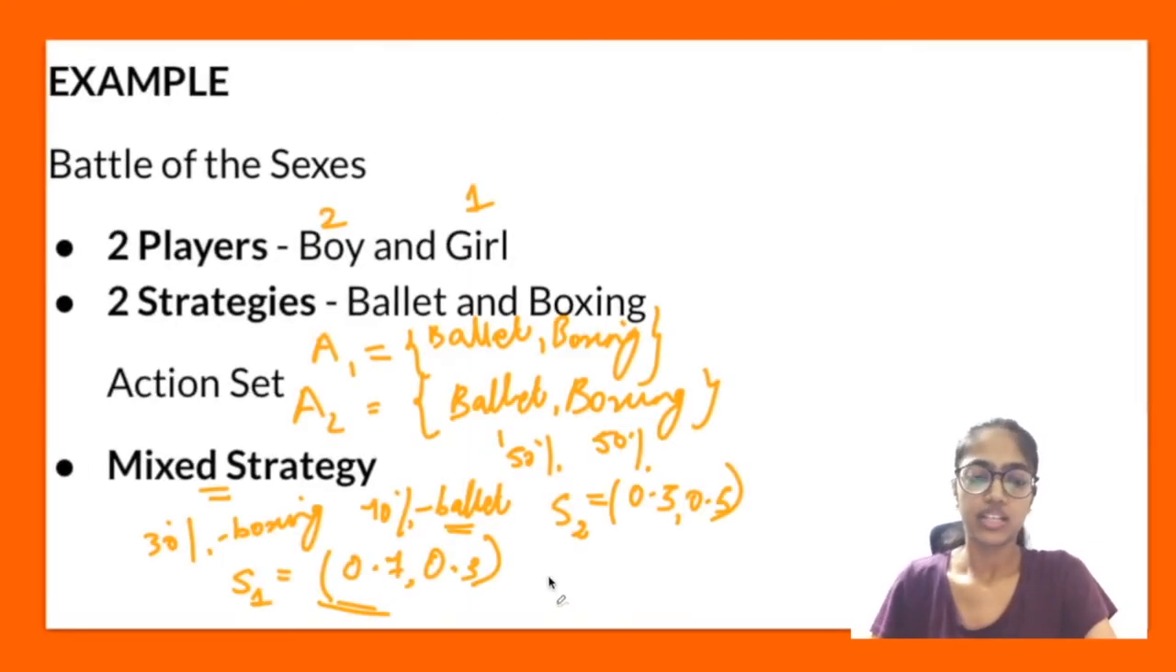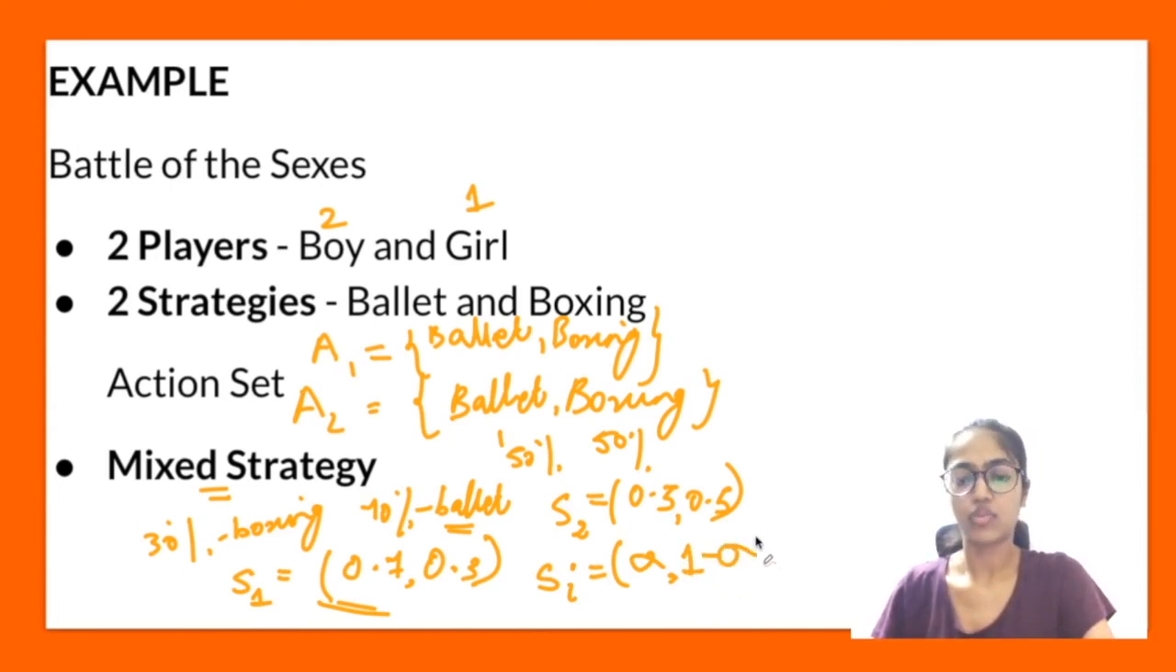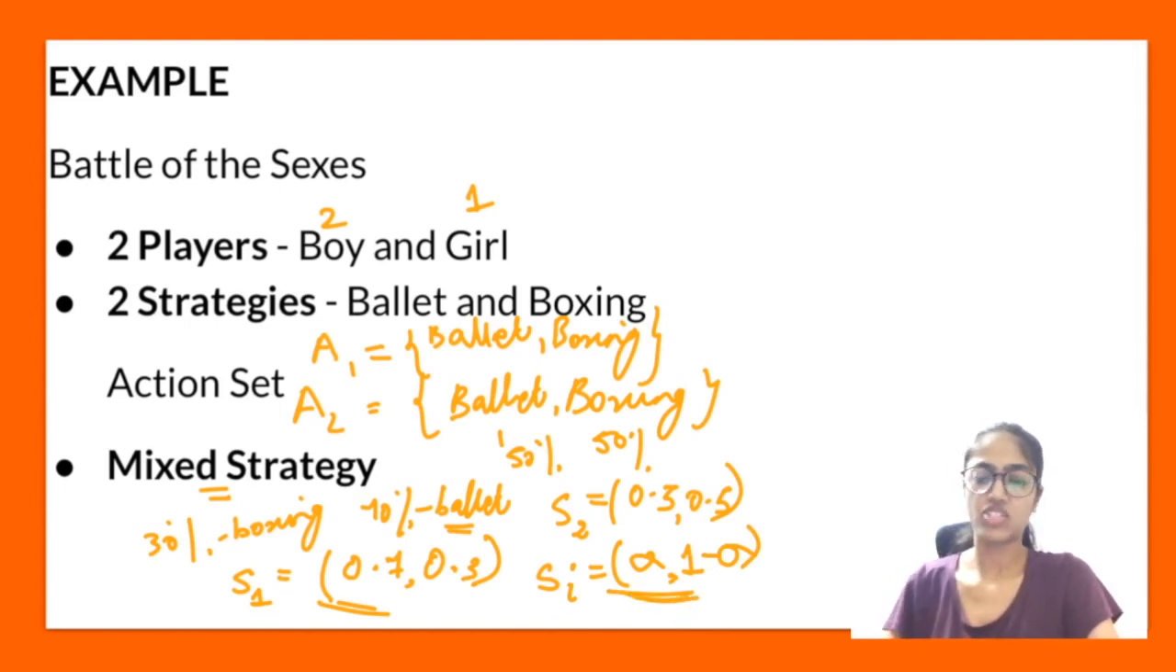Now before that, let's look at the general notation of the mixed strategy. We have already seen that S_i is equal to sigma, and if there are only two actions, we can determine the probability of the other action if the probability of one action is already known. So we can write it like this in general terms.